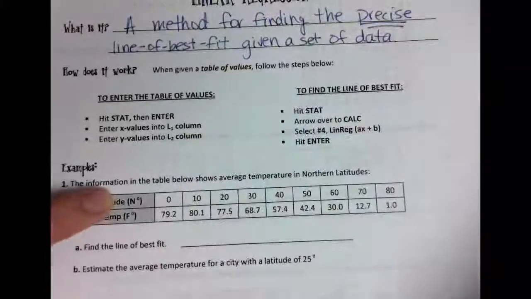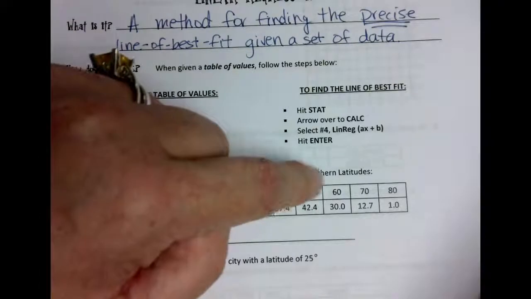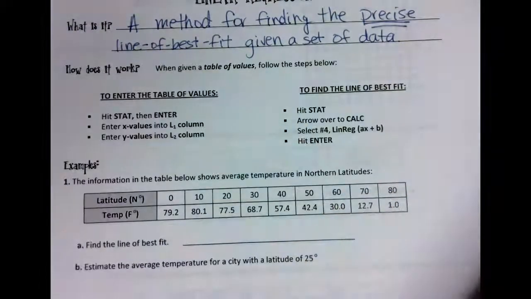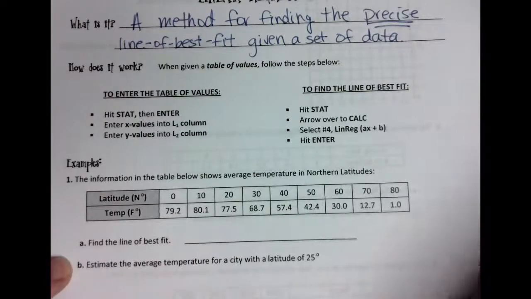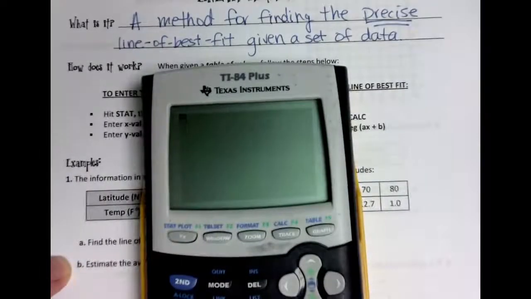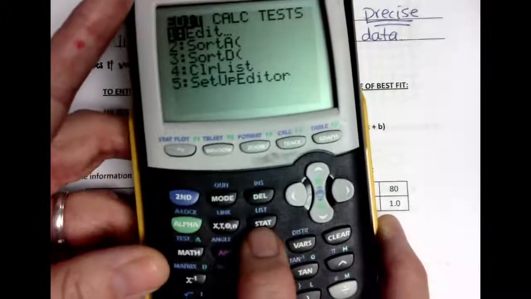Here is our first set of data, 0, 10, 20, 30, 40, 50, 60, 70, 80, and our second set is the temperatures. We want to know the line of best fit. So you're going to take your calculator. You are going to go to Stat. This button right here that says Stat.